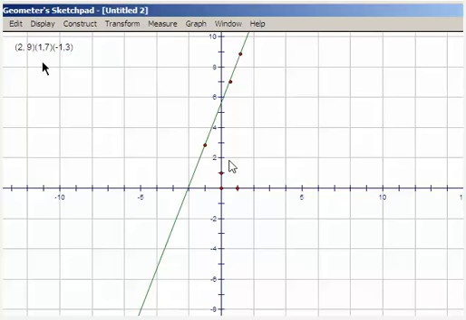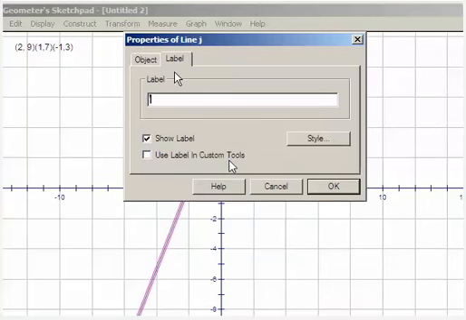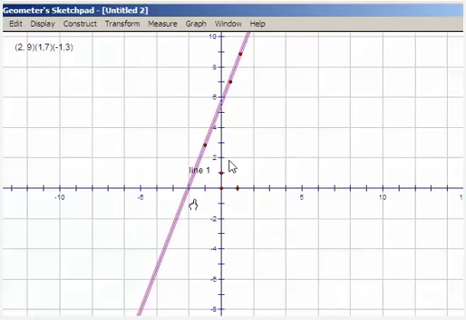And you also could label this line. We can click on A, Label, and now it has the label of J, which makes no sense to me. And now I can label it whatever I want when you double click on it. I'll call it line 1. And now we have our first line graphed in Sketchpad.